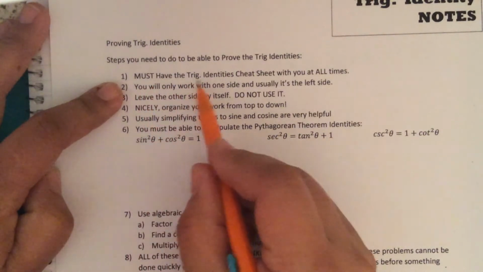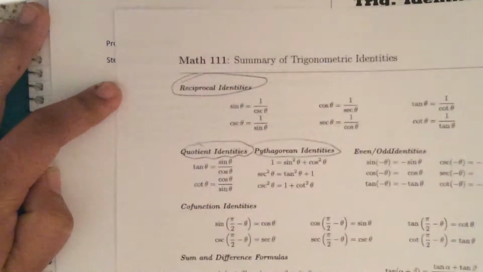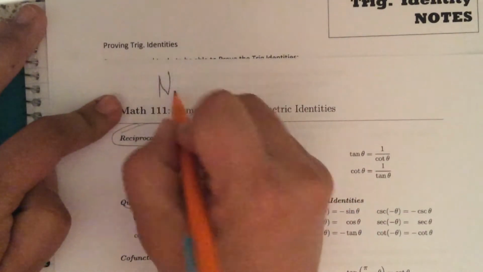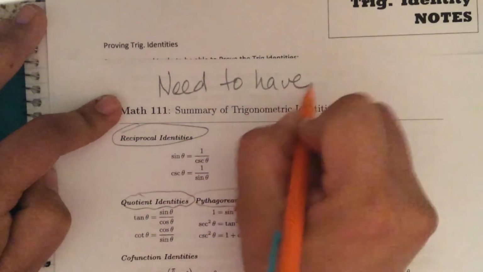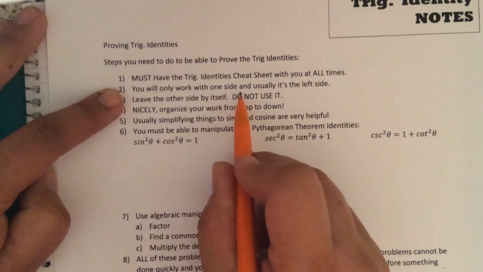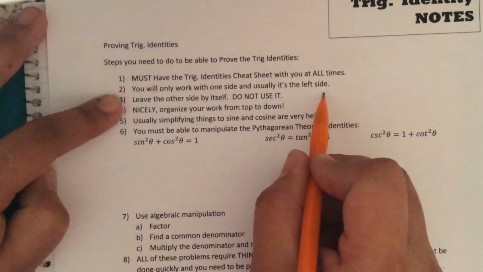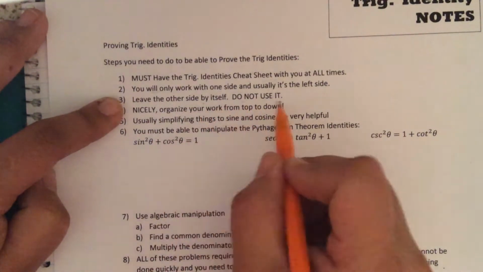You must have the trig identity cheat sheet with you at all times. So this right here, you need to have it at all times. Okay, and then you will only work with one side, and usually it's the left side. You're going to leave the other side by itself. Do not use it.